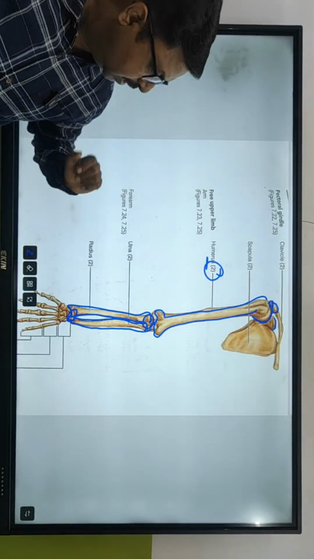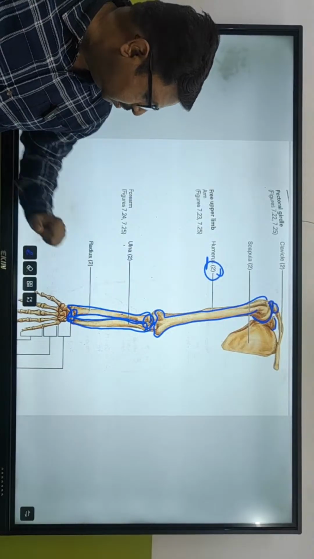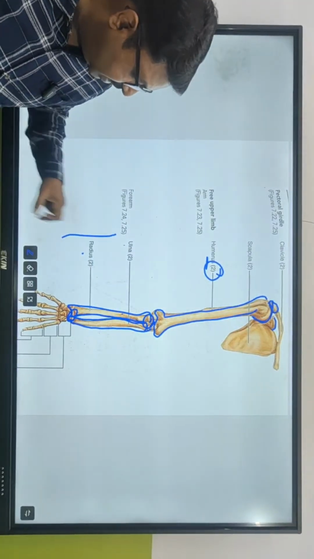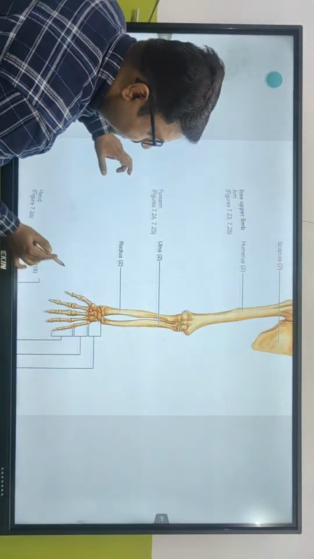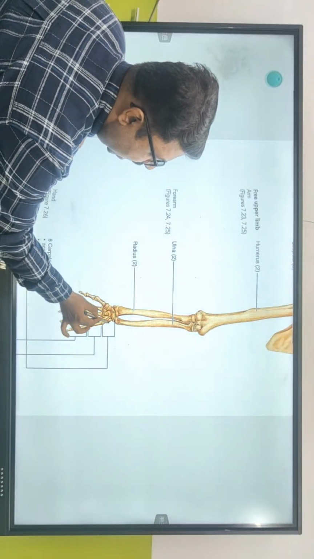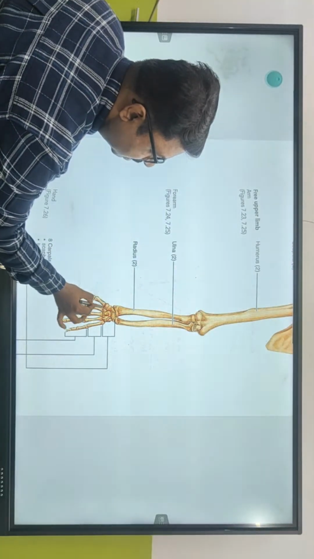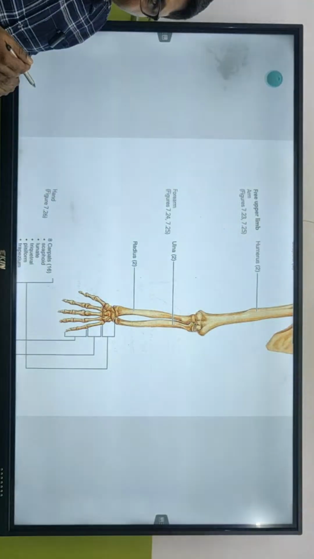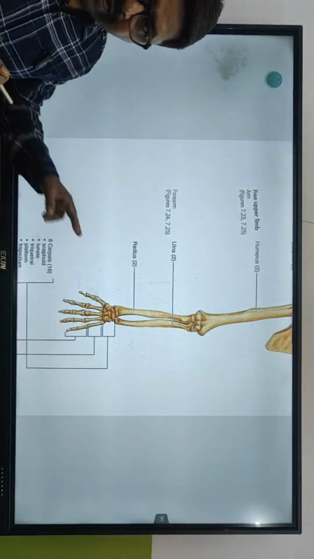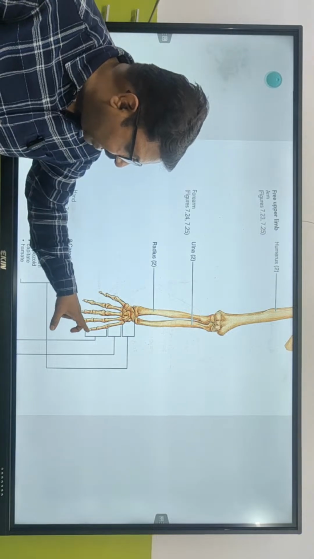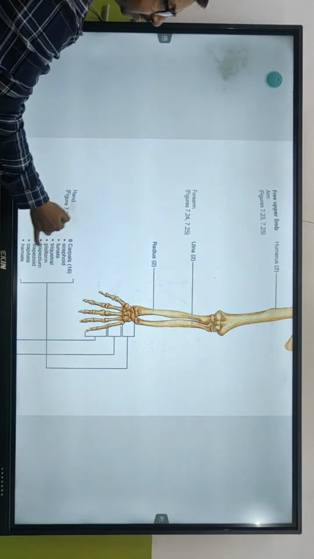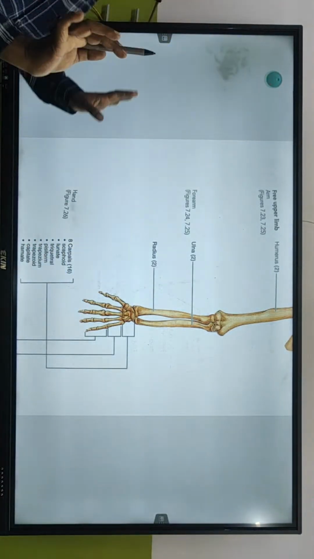Humerus 2 and ulna. How many of them? 2. Radius 2. This is what is carpal. This is carpal. So how many carpal bones are there? 8 bones are there in carpal. And then there is a metacarpal. Then there is a phalanges. We will talk about that. Fine. So the scapula is done, you have seen it.